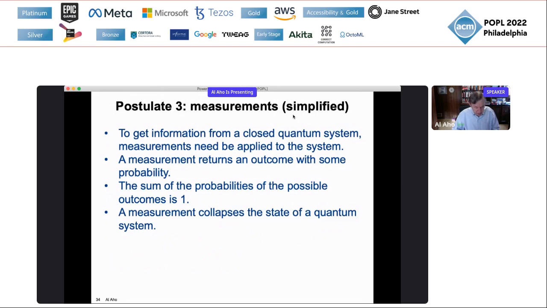Postulate 3 says the only way to get information out of a quantum system is to measure it. A measurement returns an outcome with some probability. The sum of the probabilities of the possible outcomes of a measurement is 1. And a measurement is not a unitary operator. It collapses the state of a quantum system.